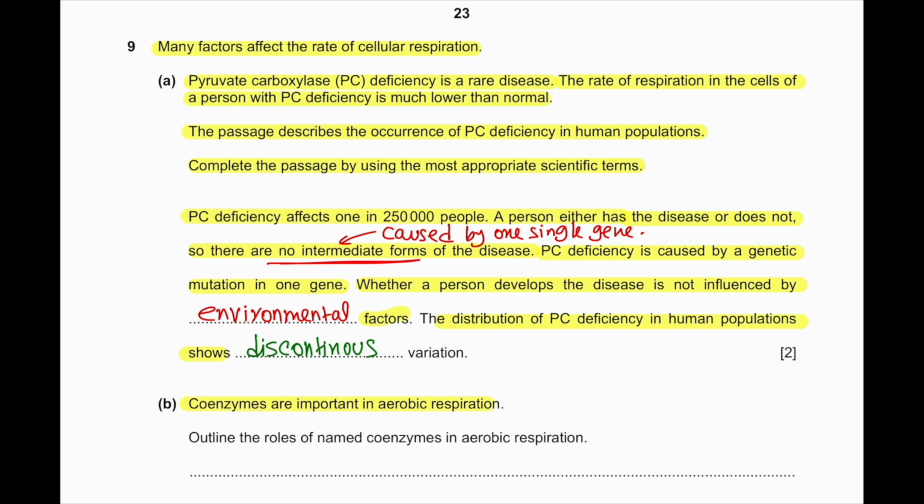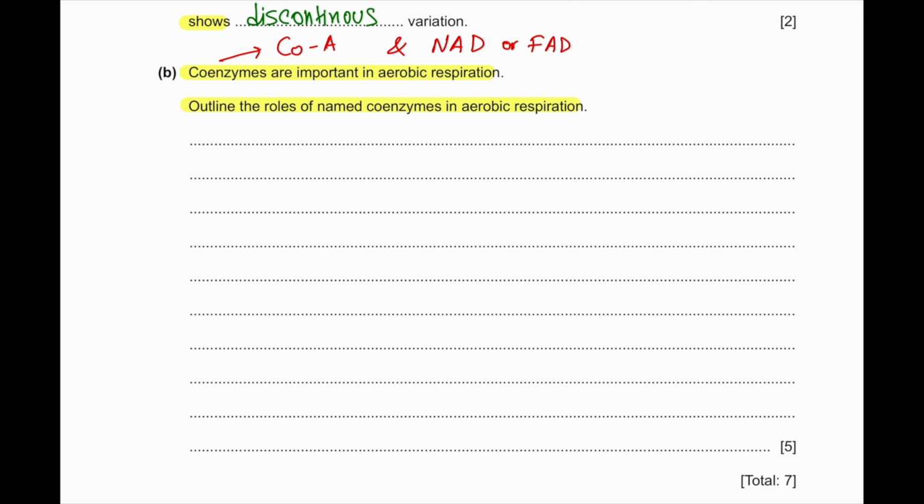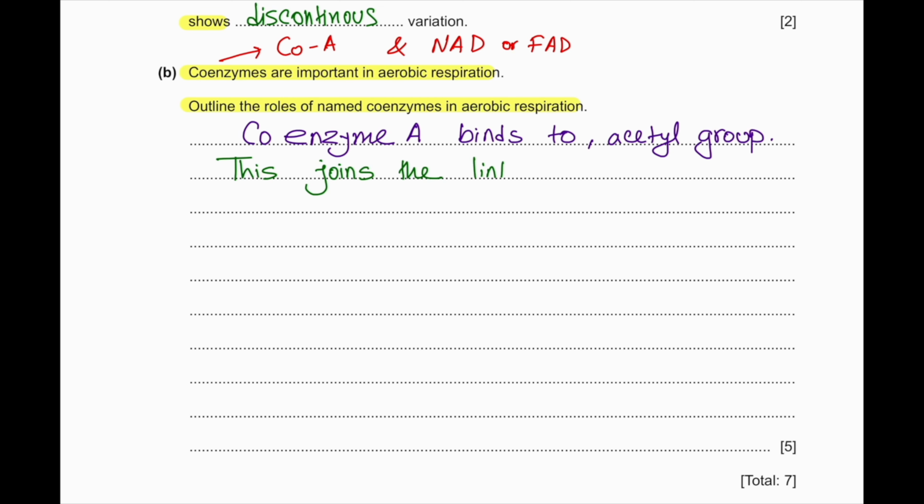Coenzymes are important in aerobic respiration. Outline the role of named coenzyme in aerobic respiration. Coenzymes in aerobic respiration include coenzyme A, and we can talk about NAD or FAD. Since the question has 5 marks, we can write the description as follows. Coenzyme A binds to acetyl group. This joins the link reaction and Krebs cycle.